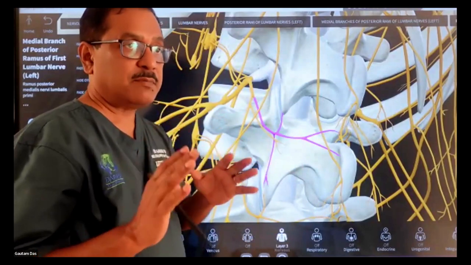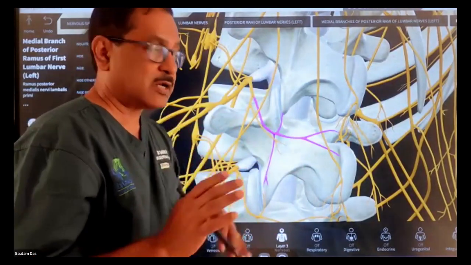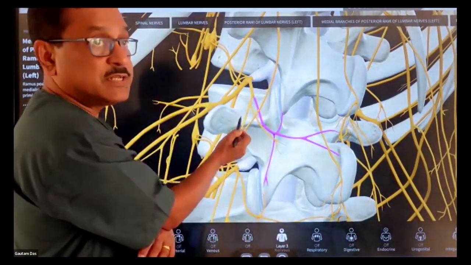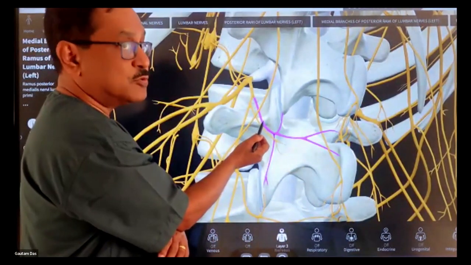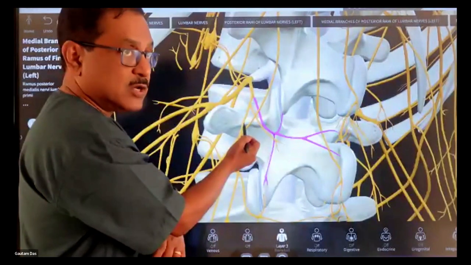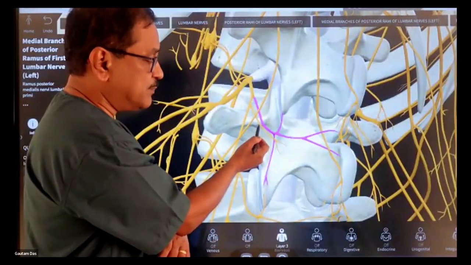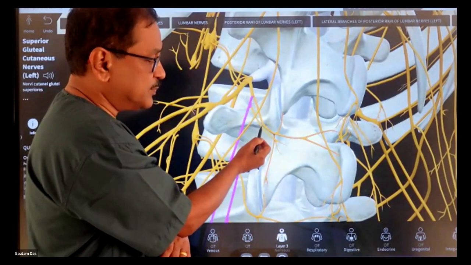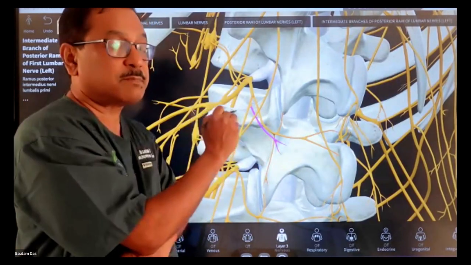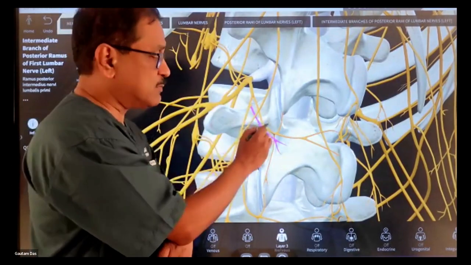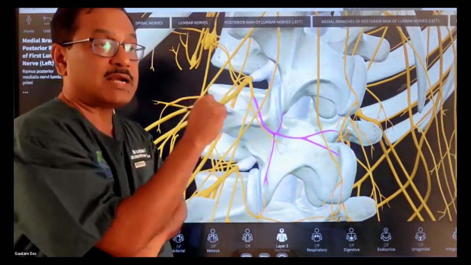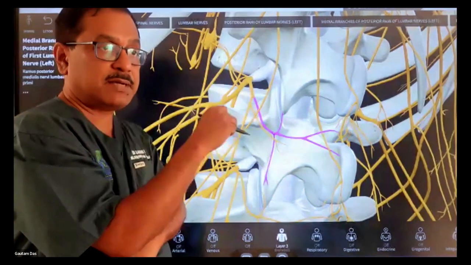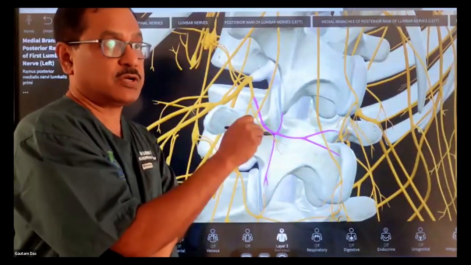Medial branch is what? Medial branch is the branch of the dorsal rami. So dorsal rami have three branches. One is your lateral, another is your intermediate, another is your medial. Lateral branch supplies the iliocostalis muscle, the intermediate branch supplies the longissimus muscle, and the medial branch supplies the multifidus muscle. Apart from that, the medial branch, very important, supplies your facet joint.